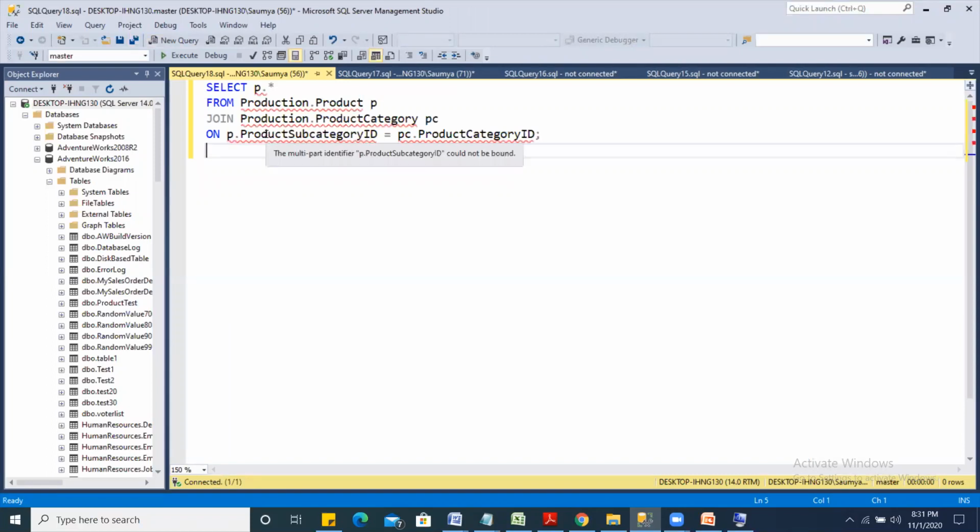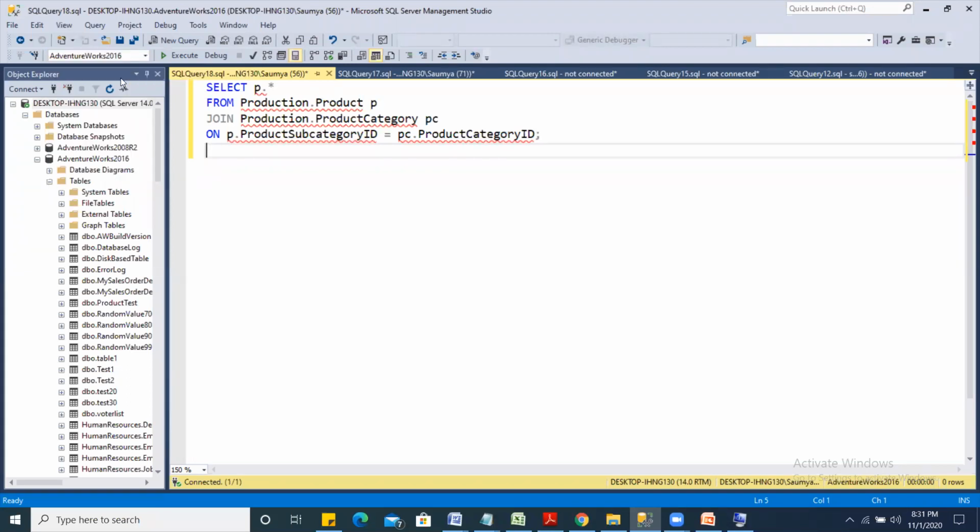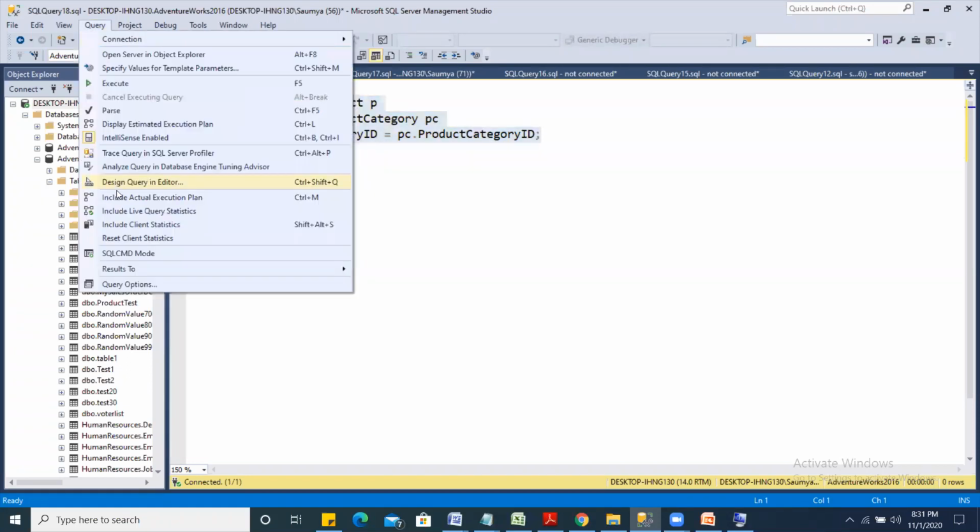It's a simple query, just joining two tables. Just change the database context here. I will start a recording, right? Yes. So just go ahead and execute this query, but before executing, capture its plan.